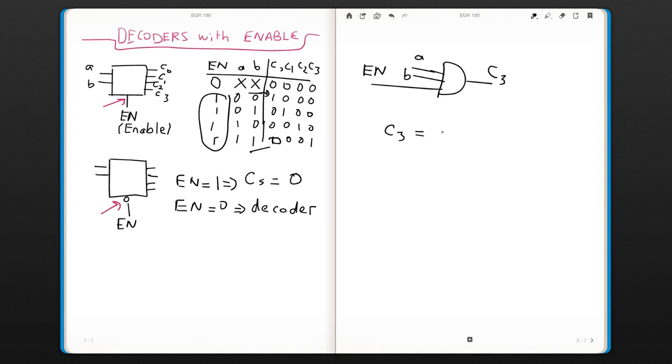So C3 is going to be, since this is an AND gate, N times E times B. So if N is 1 and enable is 1, then this is going to work as a decoder, and whatever your AB is, that's going to be enabled, then this is going to be the 0 or 1. If your enable is 0, then of course your output will be 0 directly. And since all the gates will get this enable signal, everything is going to be 0.